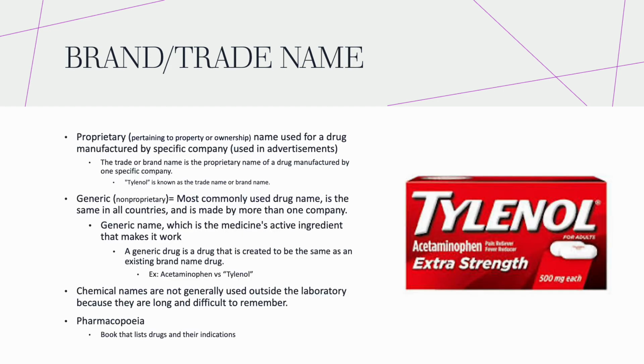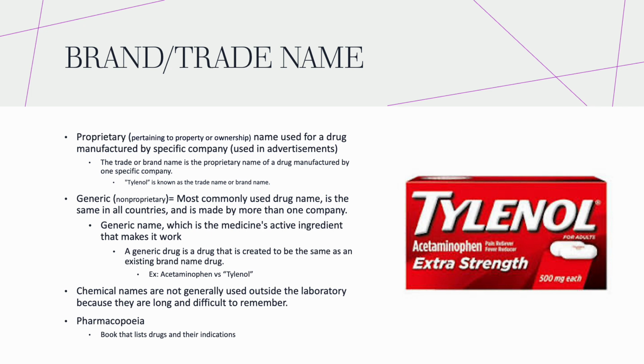All right, when we are talking about brand or trade names, we have proprietary and non-proprietary. Proprietary just means property or ownership of something, right? So we have a brand trade name, and that brand or trade name is known as, for example, Tylenol. That is the name that we know it by from its specific company, right? And it's only ever one company.